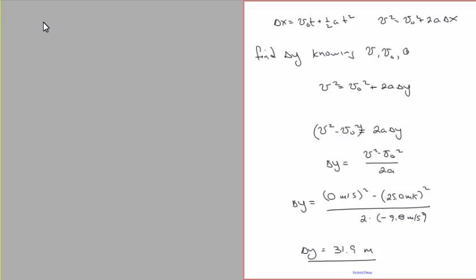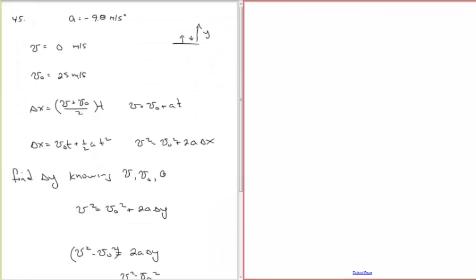Okay, so that's delta y. What's the next thing they're asking for? How long does it take to reach its highest point? Okay, well, we just use one of these other equations. There's not any that originally solved for t, but this one looks like a good one to solve for. And if you do that, you get v minus v0 over a.